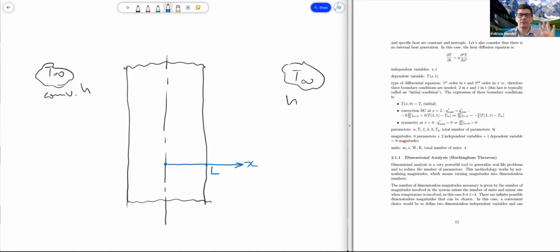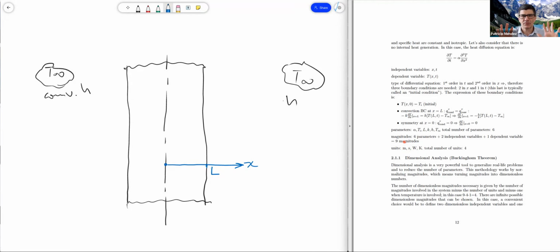So I have 9 magnitudes. I have 4 units, and Buckingham was so smart that said, if I do 9 magnitudes minus the 4 units I have, that gives me 5. I will subtract 1 more because we're using temperature that has an arbitrary origin. I subtract 1 more, 9 minus 4 minus 1, and I end up with 4. Buckingham says that this problem that had 9 magnitudes can be converted into a problem of only 4 magnitudes in dimensionless form.